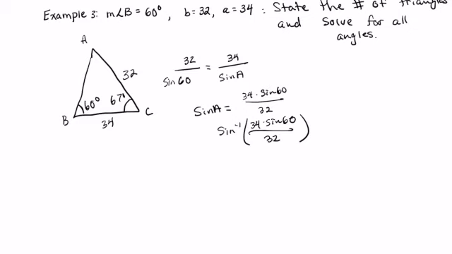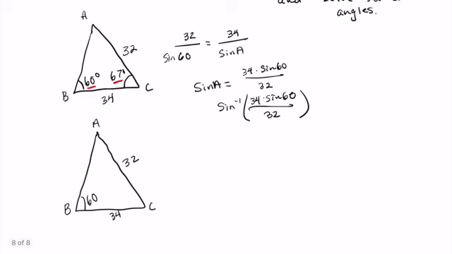Now, because our newfound angle is greater than our given, that means that we have two triangles. And here's what I must do. I've got to redraw a triangle, A, B, C, and I'm going to label it the exact same way that we labeled that first one. They gave us 60 degrees, 32, and 34.